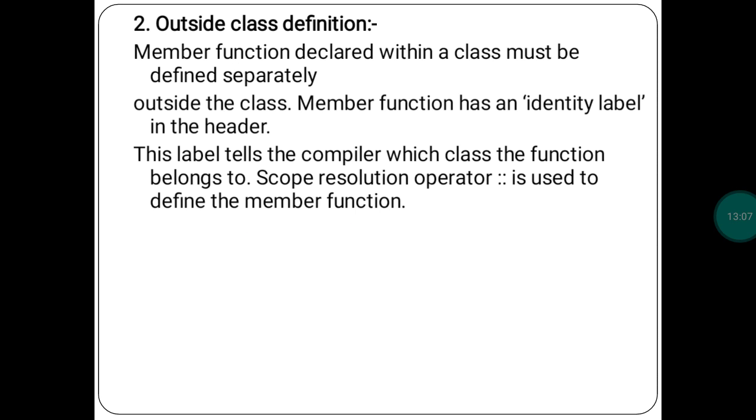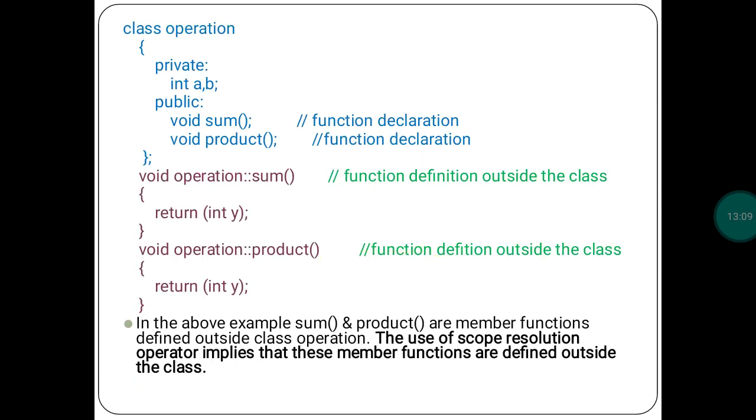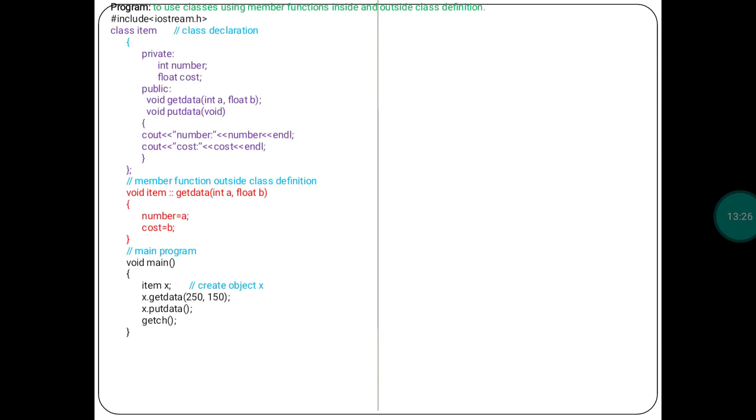Then second, outside the class. Now outside the class we can write the code outside the function, outside the class. See here, void operation scope resolution operator sum, void operation scope resolution operator product. These two functions are written outside the class. So this is inside the class definition and outside the class. I have also explained one C++ program that contains inside the class as well as outside the class.